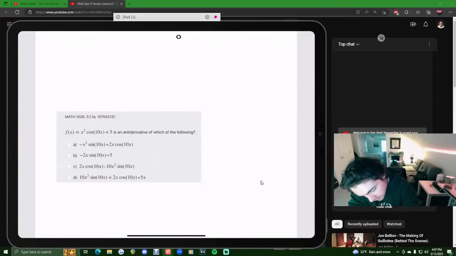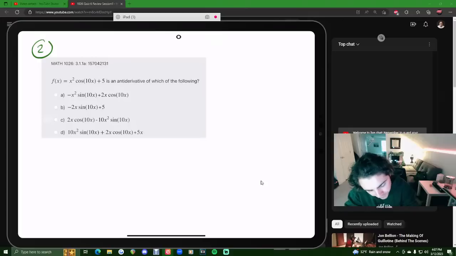We'll go ahead and call this number 2, break it all down like so. Here's another example of the same problem. They give us this function. They say it's an antiderivative of which of the following, so we have to find the derivative of this function. Again, the plus 5 is just a constant, so its derivative would be 0, so we can ignore it.